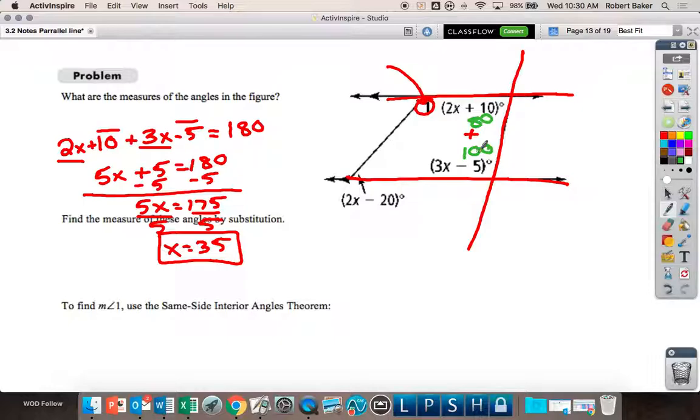So you see how there's an x right here? Do we know what x is? So we can plug in a 35 right here. 2 times 35 minus 20. 2 times 35 is 70. 70 minus 20? 50.